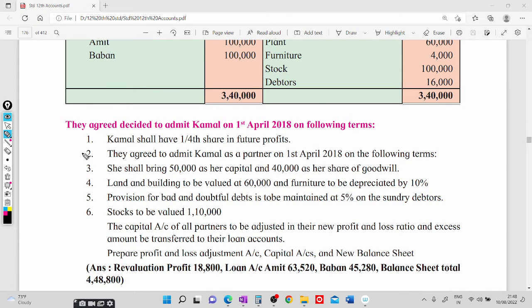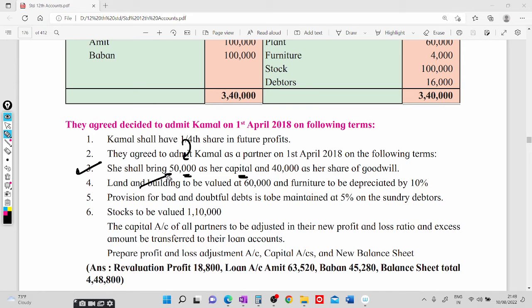Now additional information number 2 tells that Kamal is admitted as a partner on 1st April. So you will be preparing the balance sheet as on 1st April 2018. Kamal shall bring 50,000 as her capital. So Kamal is bringing 50,000 as capital. The journal entry for which will be cash account debit to Kamal's capital account credit.